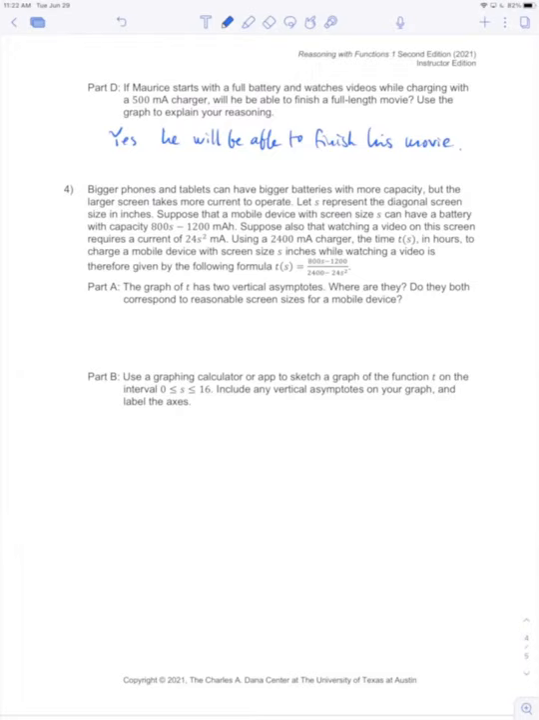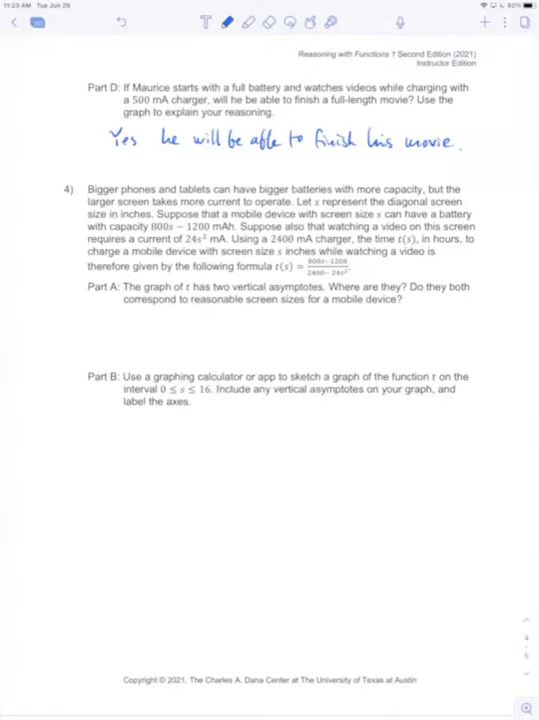Using a 2400 milliamp charger, the time T of S in hours to charge a mobile device with screen size S inches while watching a video is given by the formula T of S equals (800S minus 1200) over (2400 minus 24S squared).